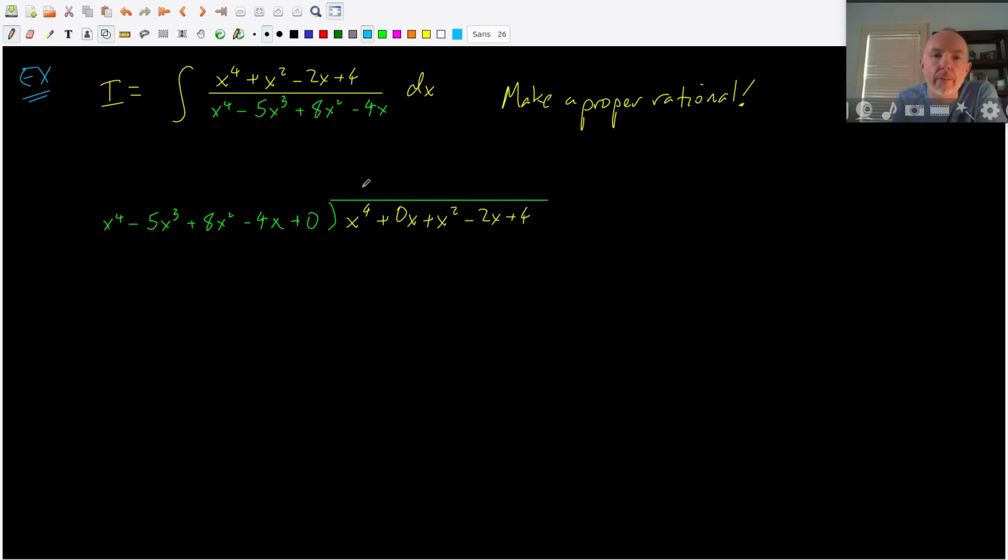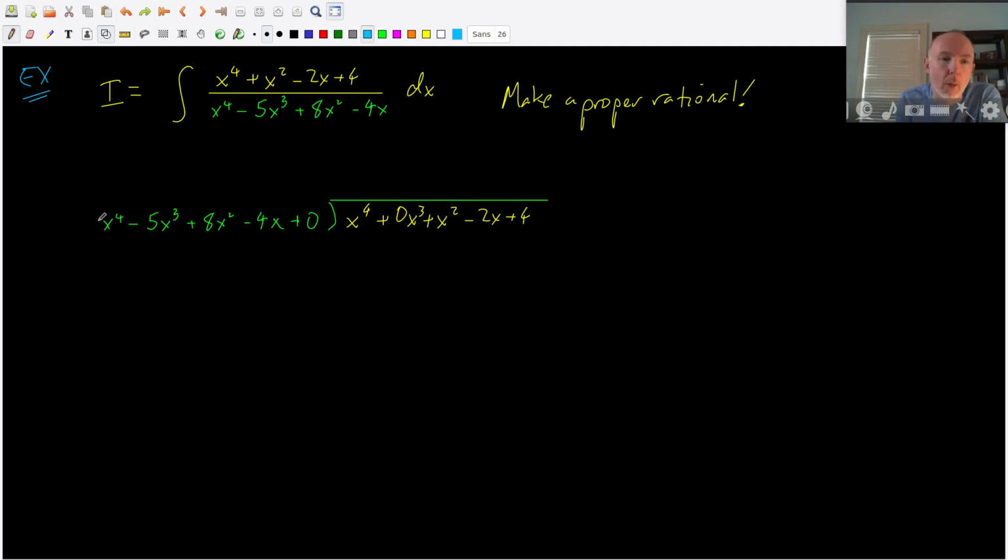And notice that if there's a missing term, so this has no x cubed term, make sure you put that 0 in there. In fact, this should be 0x cubed. That's the important thing. If there's a missing term, make sure you include it when you write it down, because otherwise you'll mess things up.